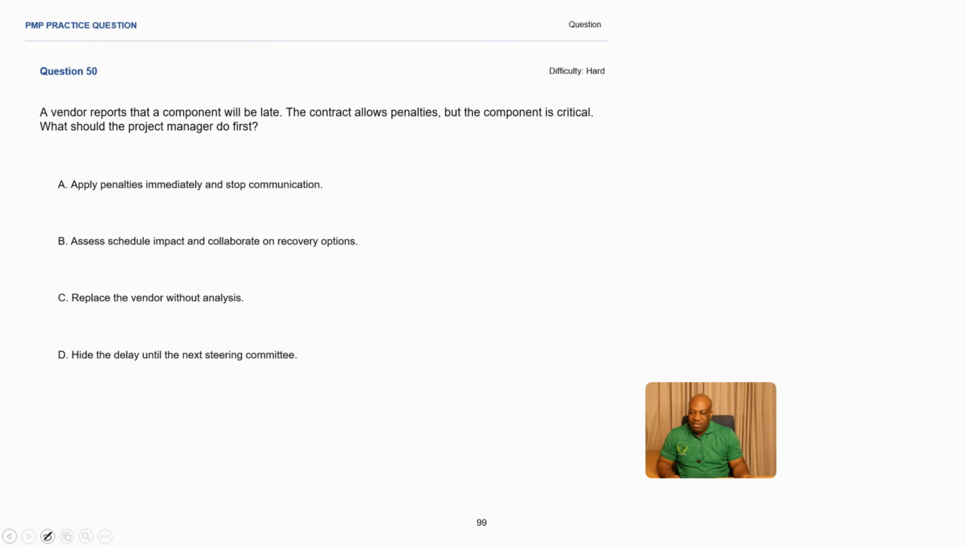Practice question number 50. A vendor reports that a component will be late. The contract allows penalties, but the component is critical. What should the project manager do first? This is very important. The level of difficulty here is hard. So what is our problem statement? A vendor reports that a component will be late, so something is going to be late here. The contract allows penalties, so the vendor is supposed to be penalized. But the component is critical, which means we need this component. Let's see the answers now.